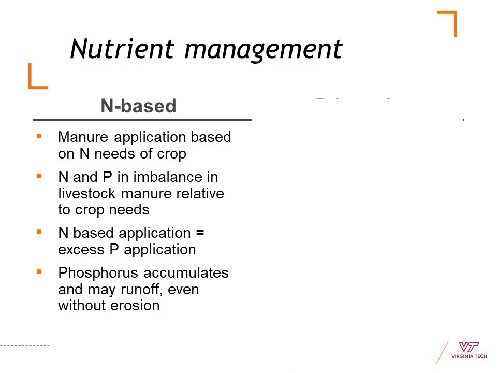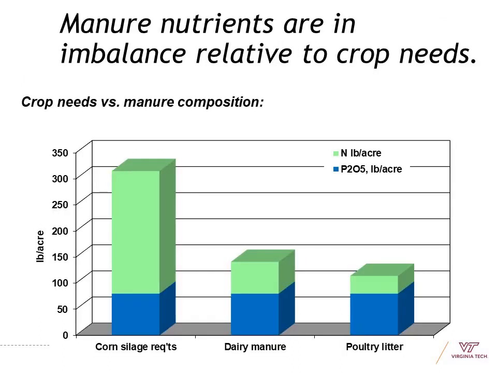An alternative, instead of applying to meet the nitrogen needs of the crop, is to scale back our manure application and just meet the phosphorus needs of the crop. That's called phosphorus-based manure application. Let me show you what that would look like. So in this figure, I've flipped it. We're applying manure to meet the phosphorus need of the corn silage. The blue is the phosphorus, and I'm applying dairy manure or poultry litter to supply 80 pounds of phosphorus per acre, which is what the corn silage needs.